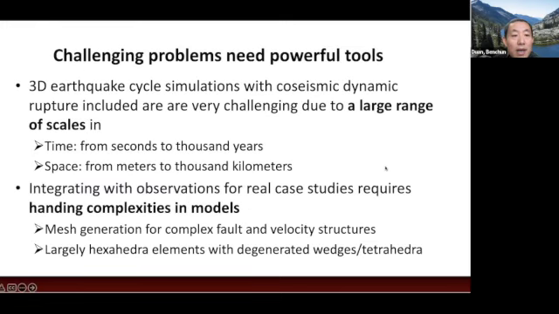So, challenges. 3D earthquake cycle simulation with coseismic dynamic rupture included is very challenging due to the large range of scales in both time and space. Time ranges from seconds for coseismic to 1,000 years of interseismic. And in space, we need to resolve the cohesive zone in dynamic rupture, which is about a meter scale, while a subduction zone can have 1,000 kilometer long faults. Particularly if we integrate with observations for real case studies, we need to handle complex models, for example velocity structure and complex fault geometry.